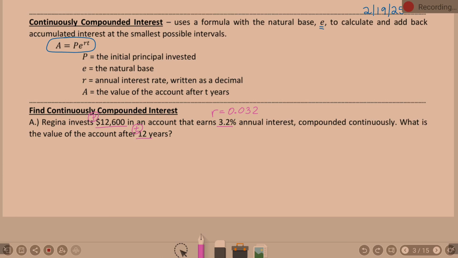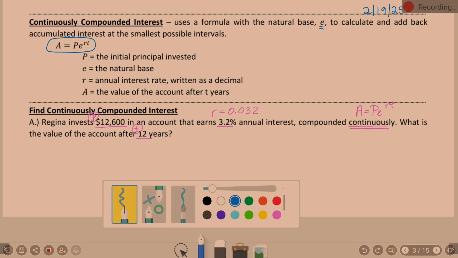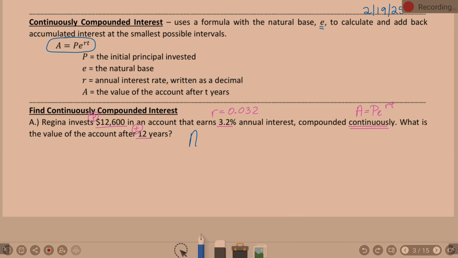And what's the key word here? Compounded how? Continuously. That means I don't have an end value. That means that when I see the word compounded continuously, that tells me I'm going to use PERT. Okay? That's exactly what it tells you, is that's the formula we're going to use. So, let's try this out. A equals P times E to the RT. We're trying to find A.